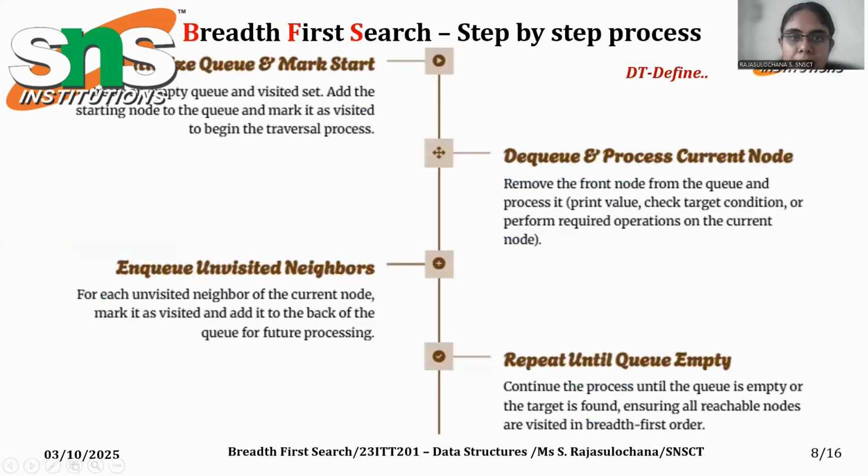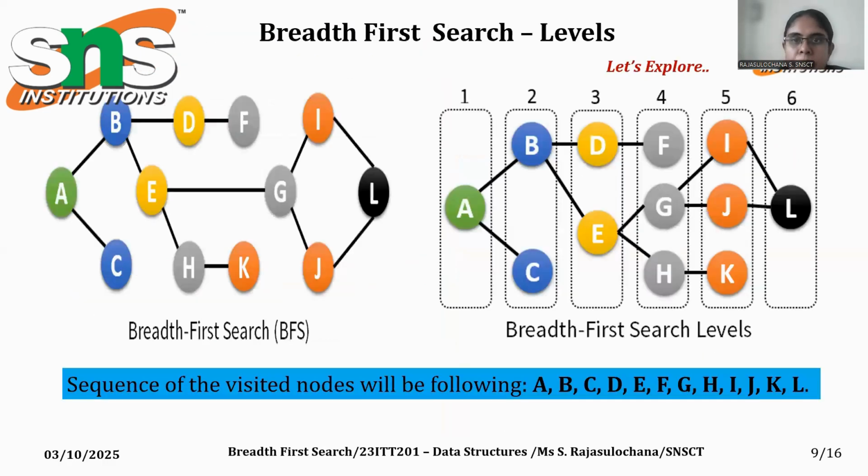So let me describe the working of the algorithm once again. Initially you have to create an empty queue and a visited set. A vertex is added to the queue and it is marked as visited when the traversal process begins. Now this particular vertex will be removed from the queue when the adjacent vertices are visited. For every unvisited vertex, you will mark the neighbor as visited and it is added back to the queue so that further processing can be done. This process is continued until your queue is empty. Once the queue is empty, it means all the vertices have been visited in a breadth first order.